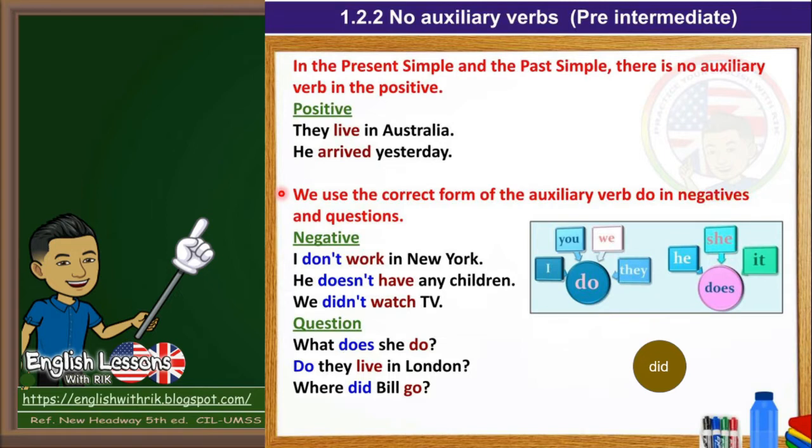We use the correct form of the auxiliary verb do in negatives and questions. Negative. I don't work in New York. He doesn't have any children. We didn't watch TV.